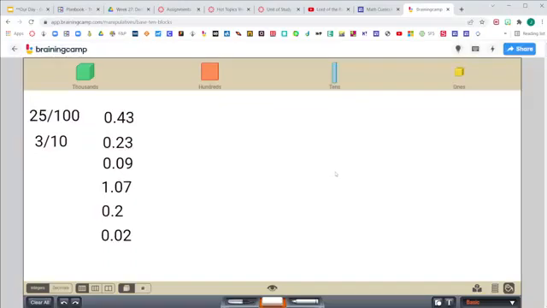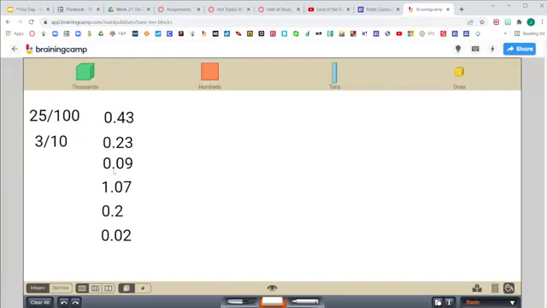Hey friends, so we are going to talk about comparing decimals today. So we already know how to compare whole numbers, right? We always start with the biggest place that we have, and then we compare and see what other numbers have digits in those places. And whichever one is bigger, then that's our bigger number, right?